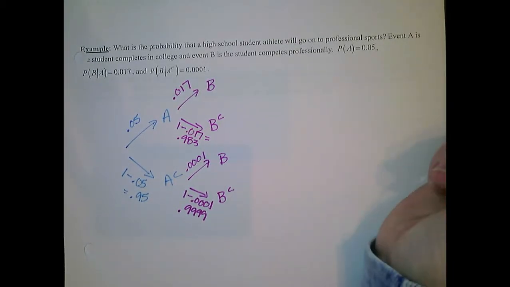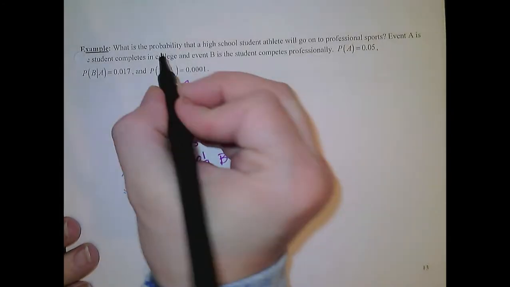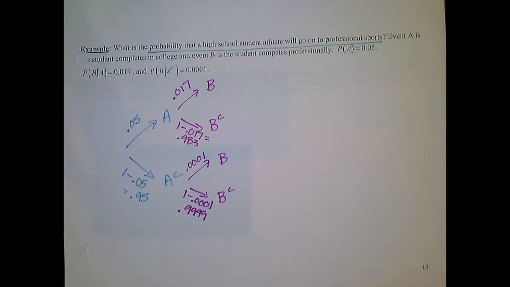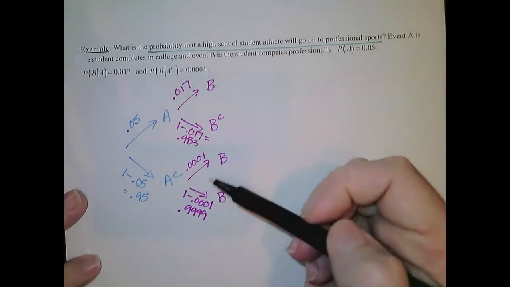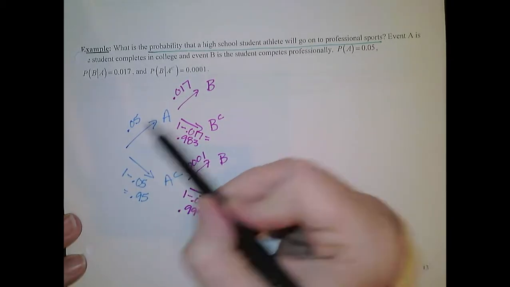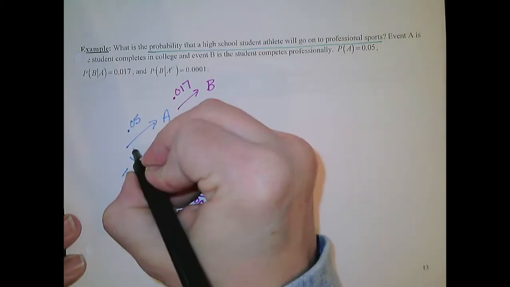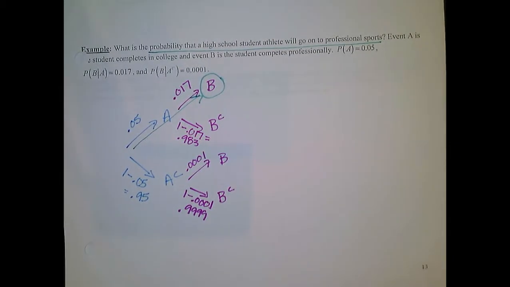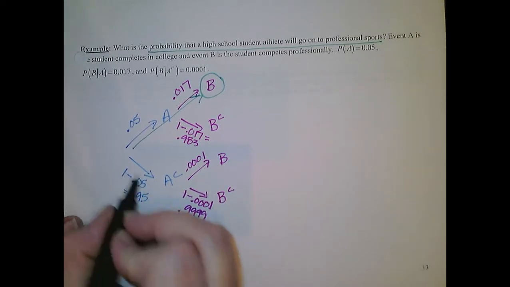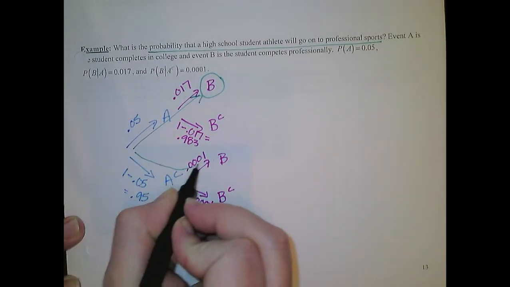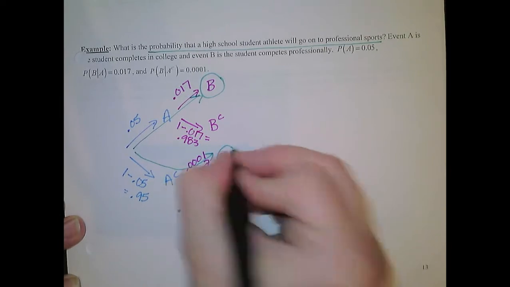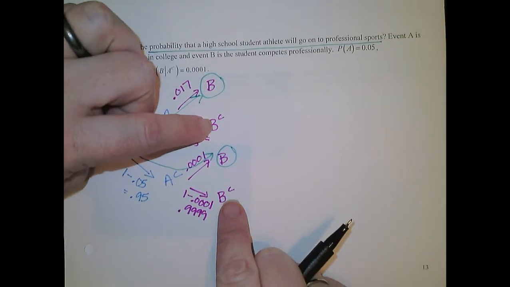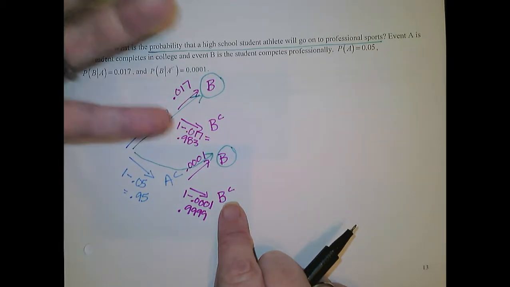The question wants to know, what is the probability that a high school student athlete goes on to professional sports? And so we can see that there's actually two pathways that the student can take. The student could play in college and then play professionally and end up in professional sports here. Or they could not play in college, but still go on to play professionally, ending here. These two routes we're not really interested in, because in both of these routes, that would be the probability the student didn't go on to play professionally.